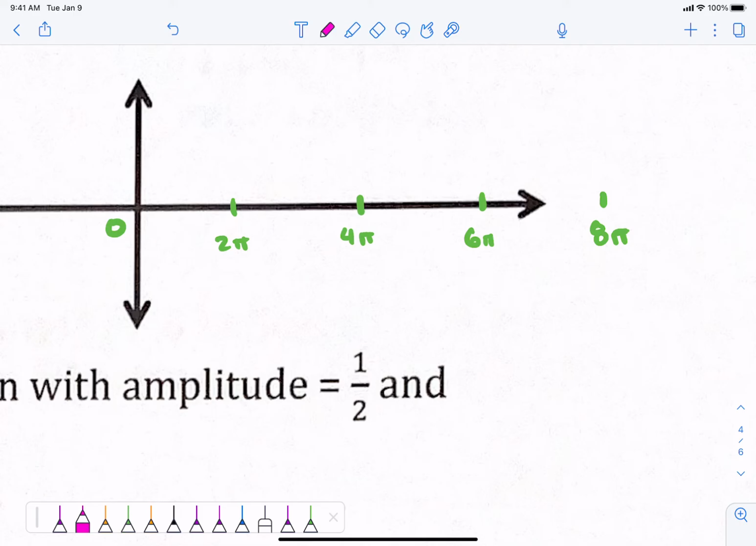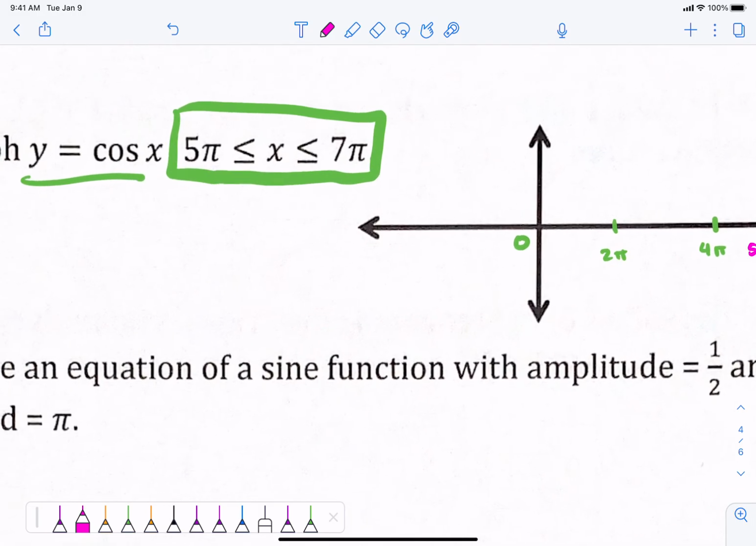Yeah? So we want from 5 pi to 7 pi. That's where we're graphing. So I have those little pink lines. That's where we're graphing from. Okay? And if you graph extras, that's fine. I don't care. But that's what we want to do. All right? Now, we are graphing cosine.